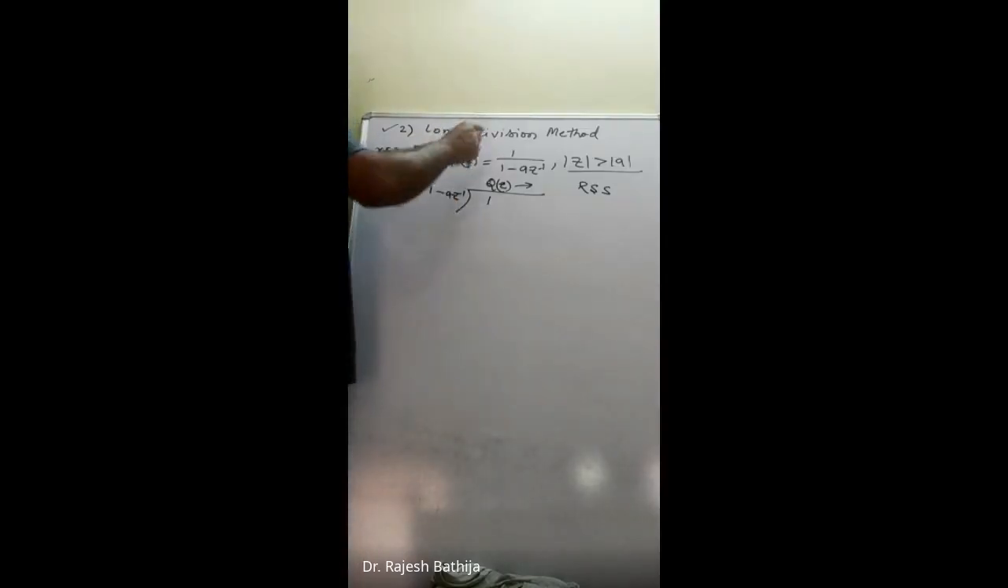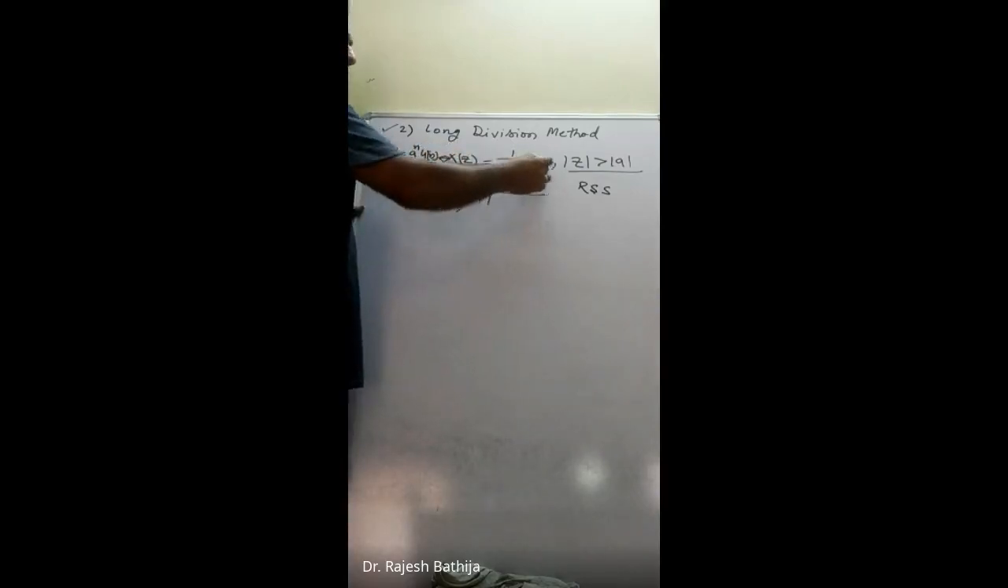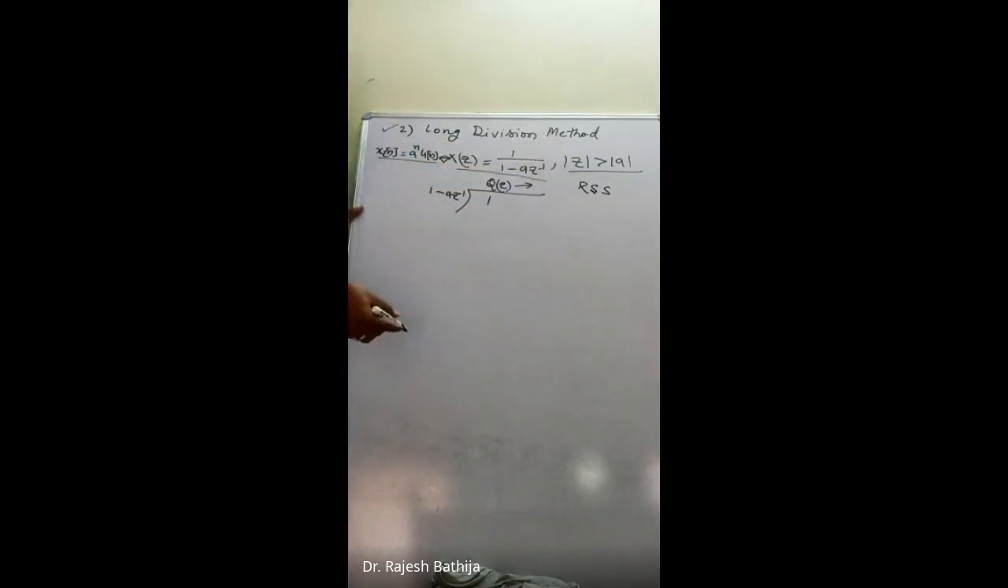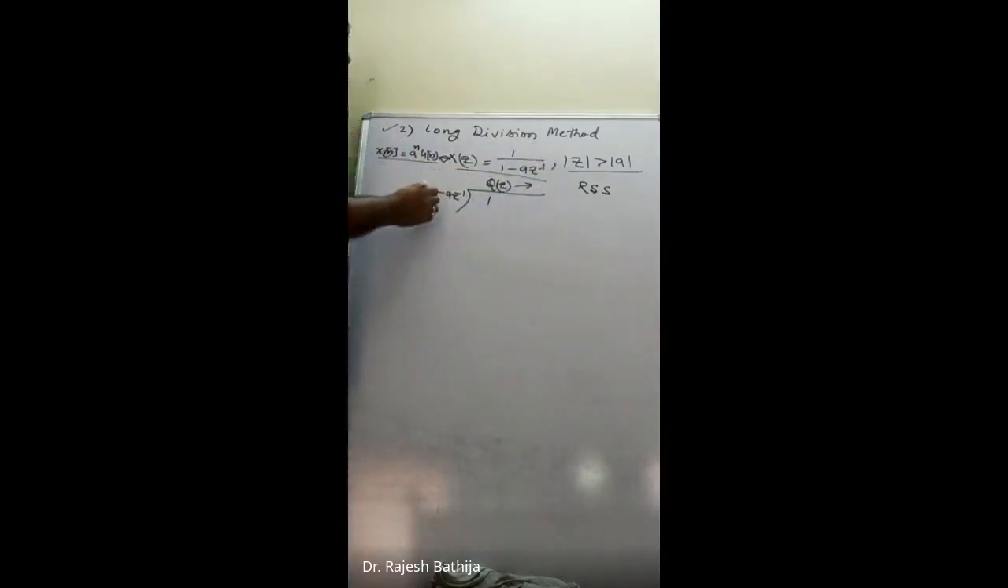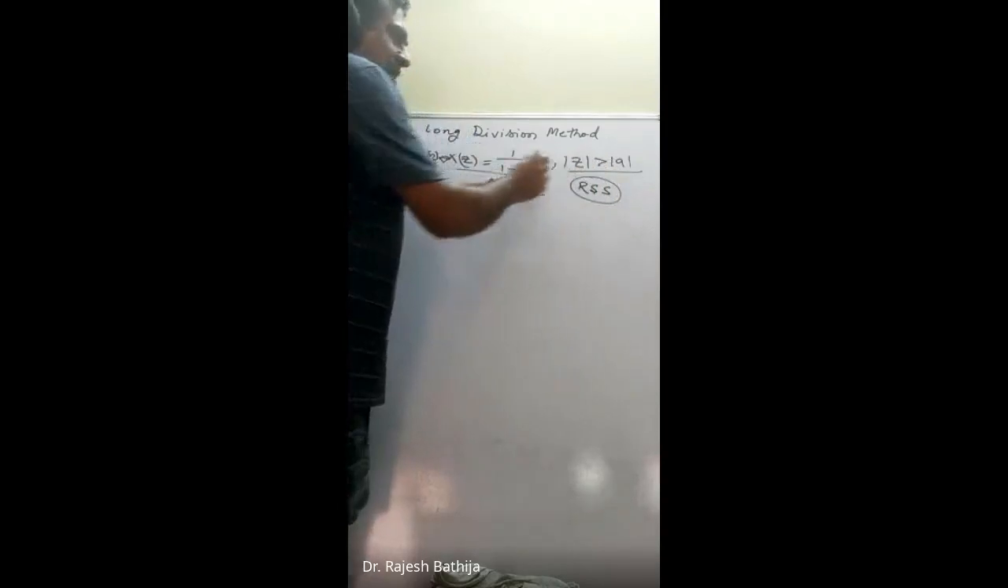Okay. This is the long division method we are using, and X(z) is given to us with |z| greater than |a| as the ROC, and we have to find x(n) using the long division approach. We have to write this denominator polynomial in such a manner that the quotient always comes either in positive powers of z or negative powers of z. Positive powers of z come when the signal is right-sided.